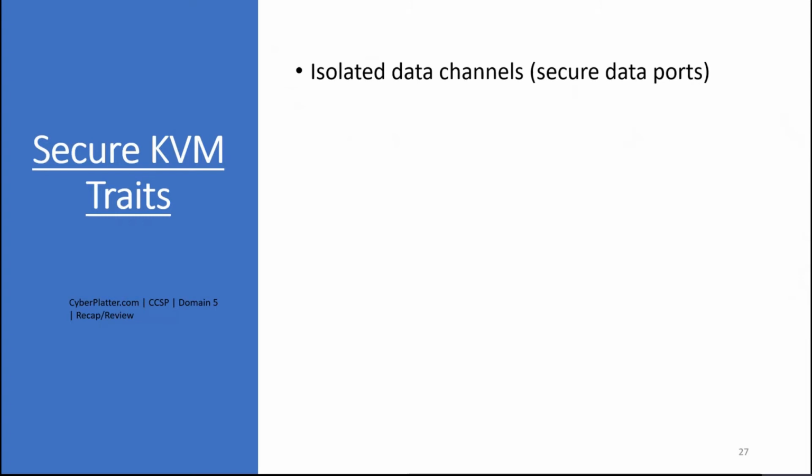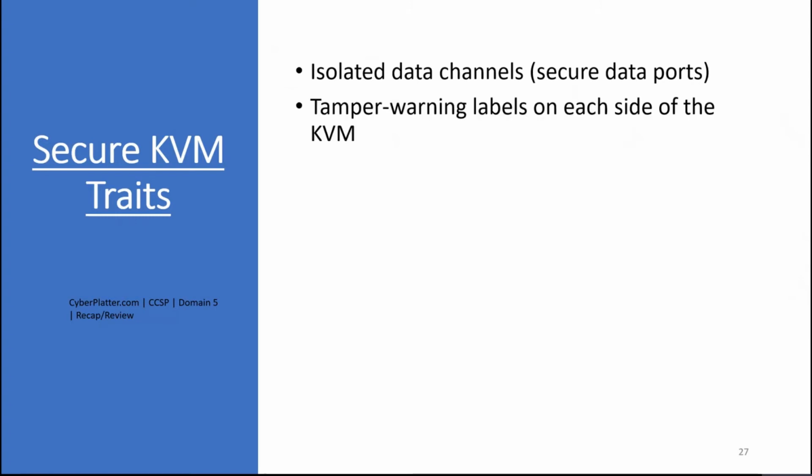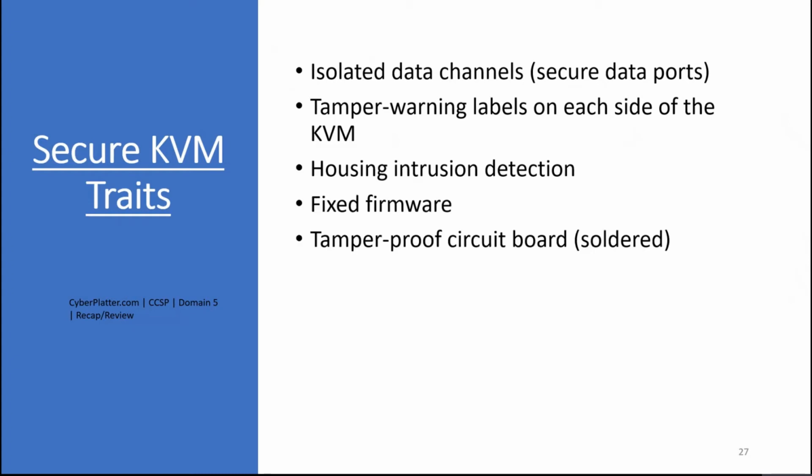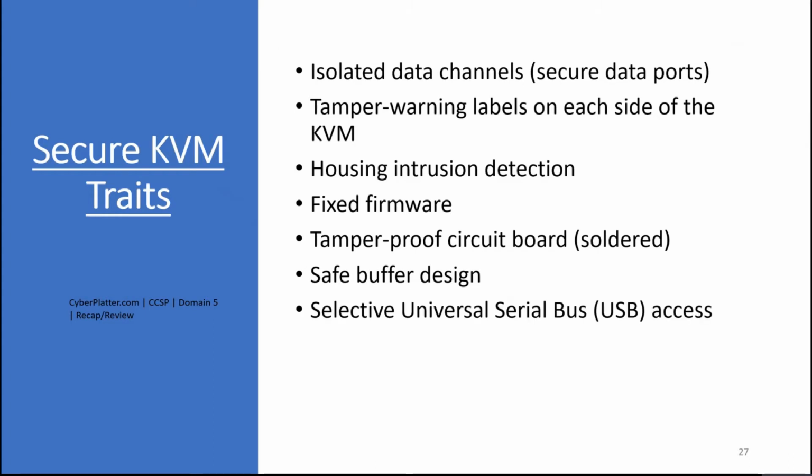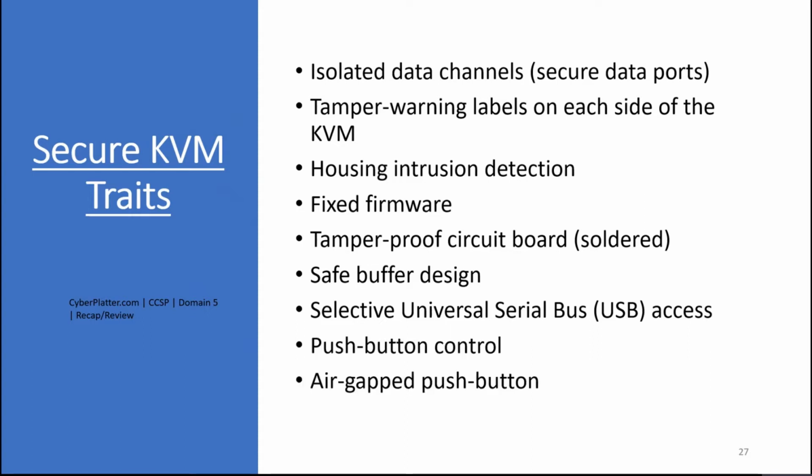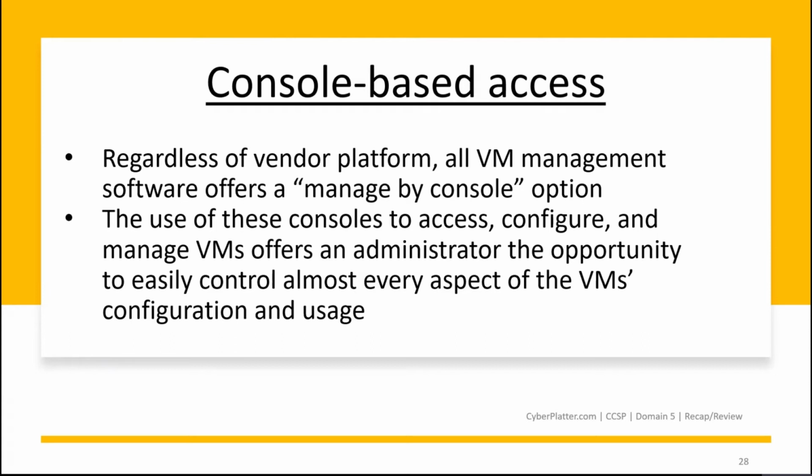Secure KVM traits: isolated data channels, secure data ports. Tamper warning labels on each side of the KVM. Housing intrusion detection. Fixed firmware. Tamper proof circuit board. Safe buffer design. Selective Universal Serial Bus (USB) access, push button control, air gapped push button, console based access.